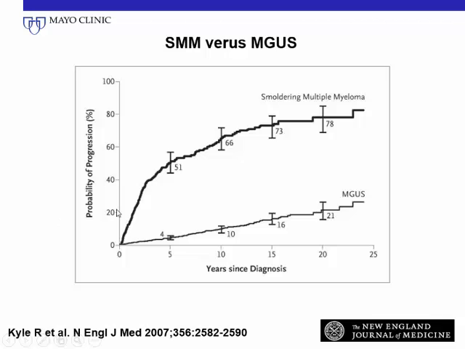So the shape of the curve told us that smoldering myeloma is probably something where you could identify who are these people in this first 5 years. More importantly, who are these people who are going to progress in the first 2 years? And can we treat just those people?